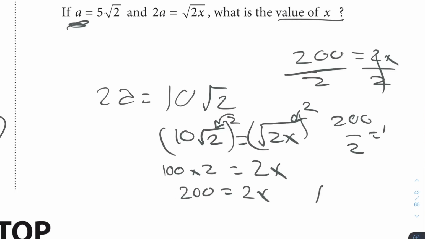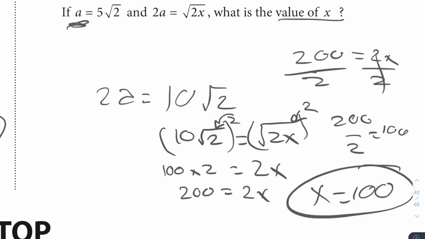So we'll get that 200 over 2 equals 100, so x equals 100.